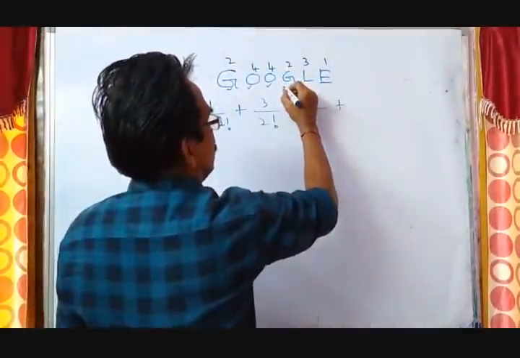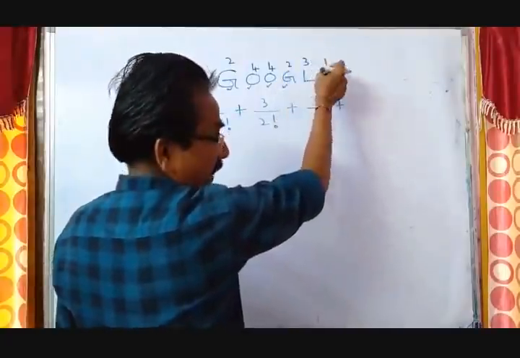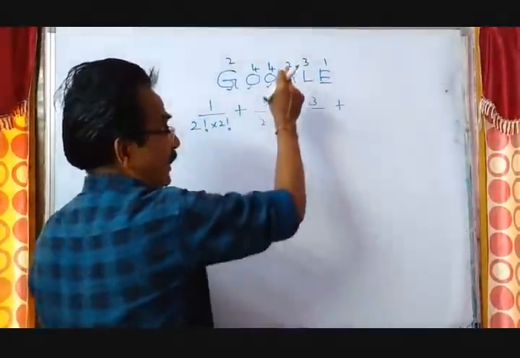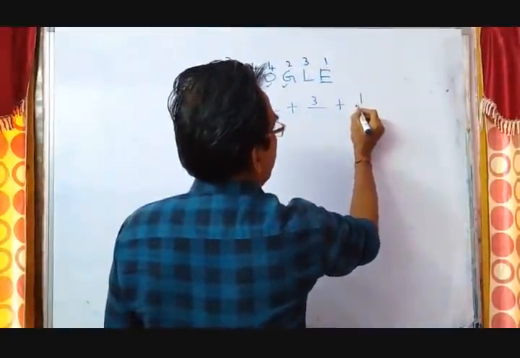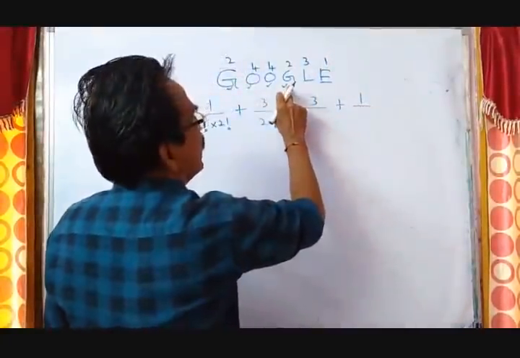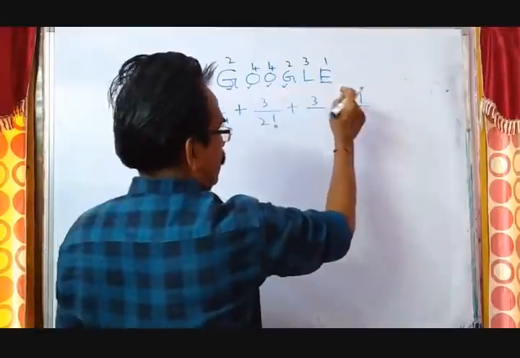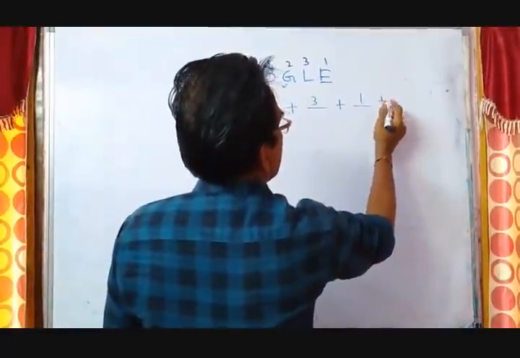Next, let us take G. How many letters are there lower than the rank 2? Only 1, so 1 by. Is there any repetition? No repetition. Plus.